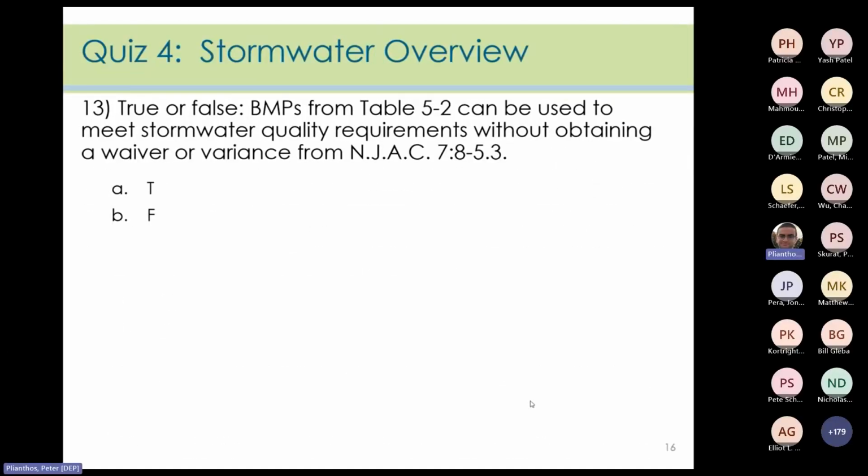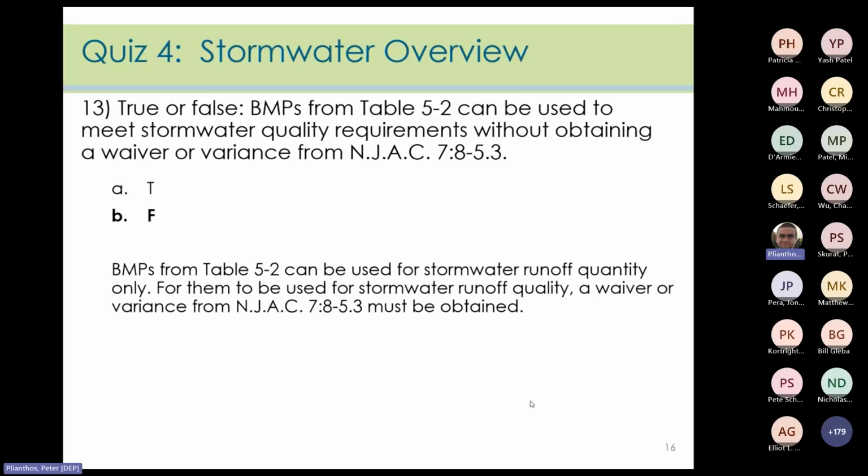Number 13, true or false? BMPs from Table 5-2 can be used to meet the stormwater quality requirements without obtaining a waiver or variance from NJAC 7:8-5.3. And this statement is false. BMPs from Table 5-2 can be used for stormwater runoff quantity only. For them to be used for stormwater runoff quality, a waiver or variance from NJAC 7:8-5.3 must be obtained.